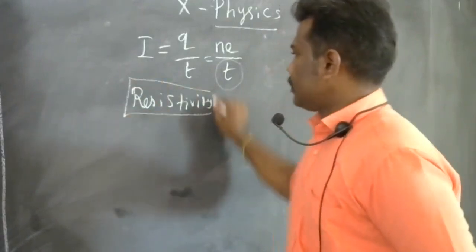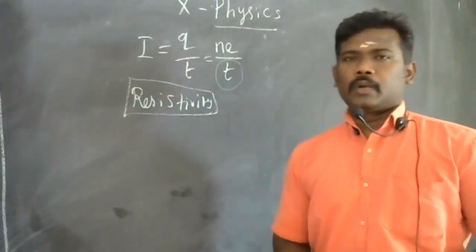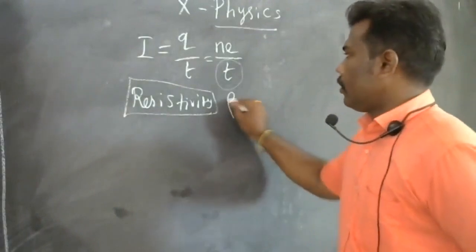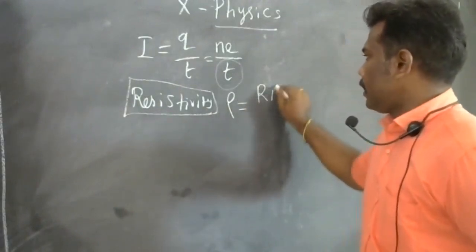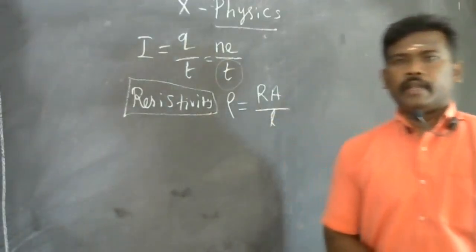So in this lesson, this concept and the resistor in series and parallel, those two concepts are very important. Resistivity is denoted by the letter rho. Rho is equal to RA divided by L.